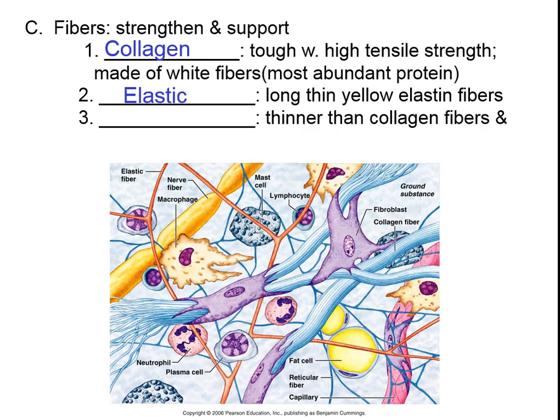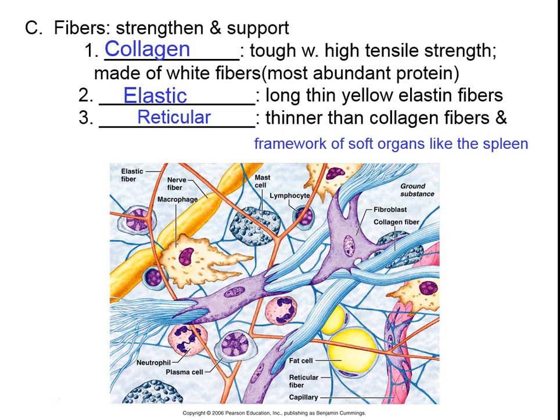We also have elastic fibers. These are the ones that really give us elasticity, where we can stretch a lot and then recoil. And then the last kind of fiber you really only see in lymphatic structures. It's called reticular fiber. It's thinner than collagen fibers, and it is the framework of soft organs like the spleen, which is part of the lymphatic system.